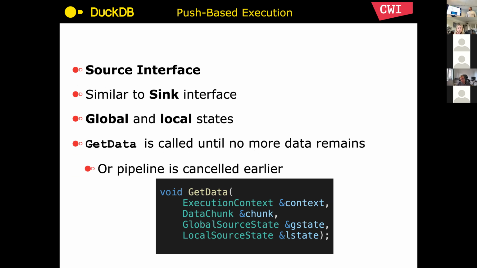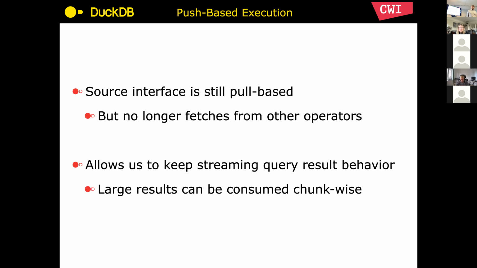So then sources. The source interface, in principle, is pretty similar to the sink interface. You have a global and a local state, because again, the source needs to deal with contention and parallelism. So we have this get data method, which is very similar to the get chunk method, except it's parallelism aware. And that get data method is just called until no more data remains, or the pipeline is canceled by one of the finished nodes. So it's still pull-based, the source interface, but it's a lot cleaner because it's parallelism aware. It no longer fetches from other operators.